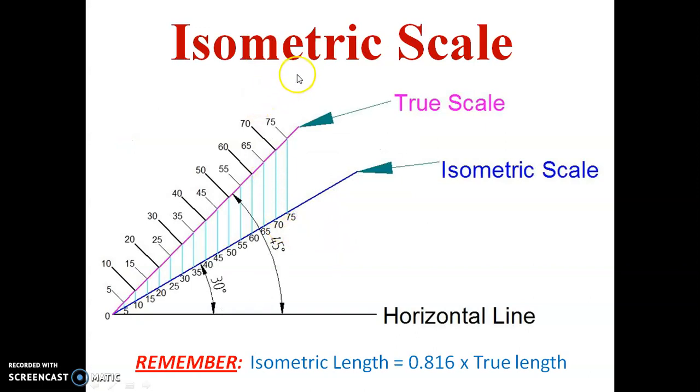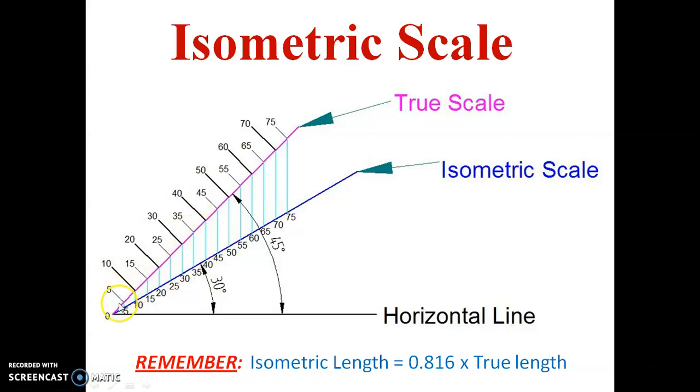So isometric scale is formed by drawing a line 30 degrees to horizontal line, and we'll be having one more line, that is 45 degrees to horizontal line. On the 45 degree line, we'll be marking all the graduations which will be present on the true scale. So true scale will be represented on the 45 degree line. Here I have represented 5 mm, 10 mm, 15 mm, 20 mm and so on. And on the 30 degree line, we have to drop these dimensions vertically down.